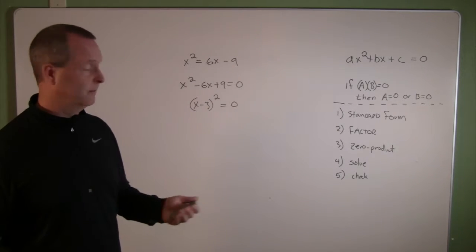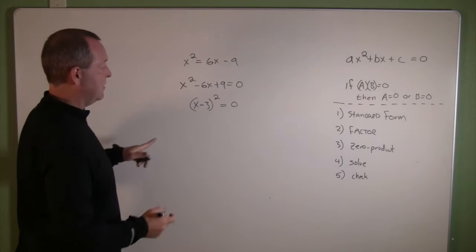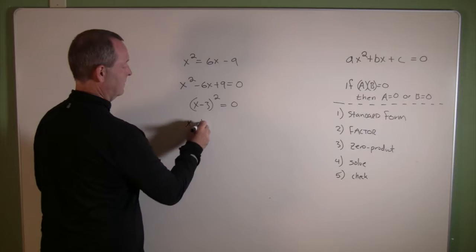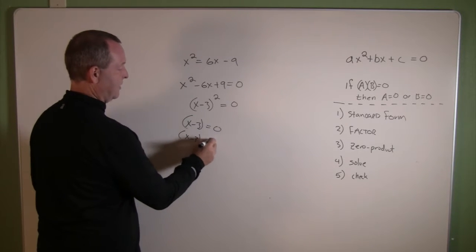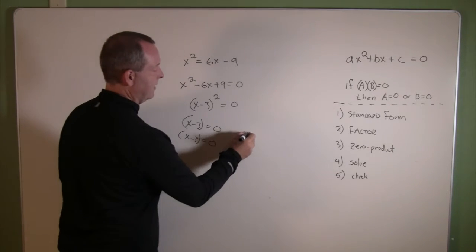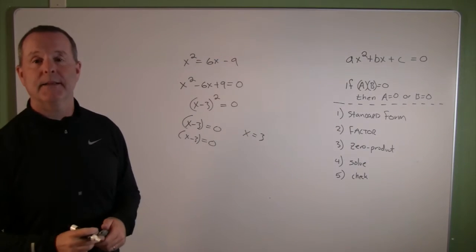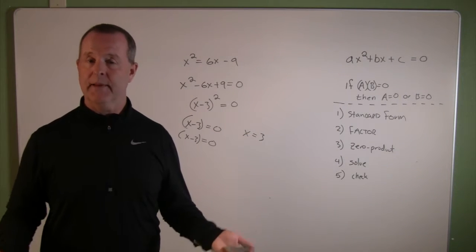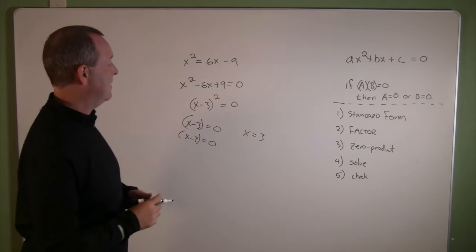That's completely fine. And now for this to be true, I know that x minus 3 has to equal 0, or x minus 3 has to equal 0, because they're both there. Really, it's the same, so I can just check one. And x minus 3 equals 0 gives me a solution of x equals 3. And in this particular case, there's only one solution.